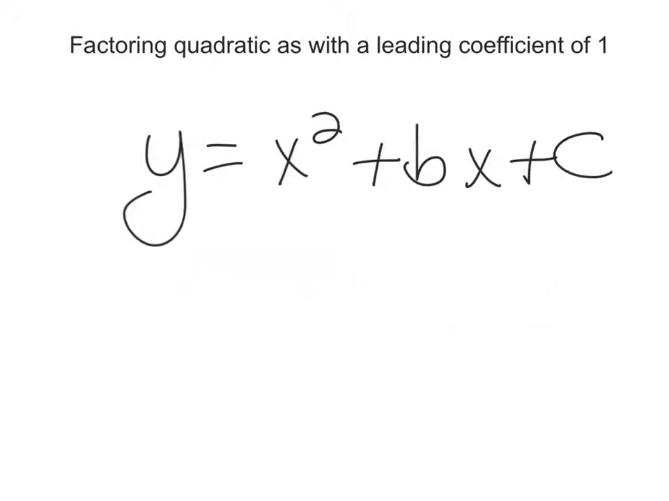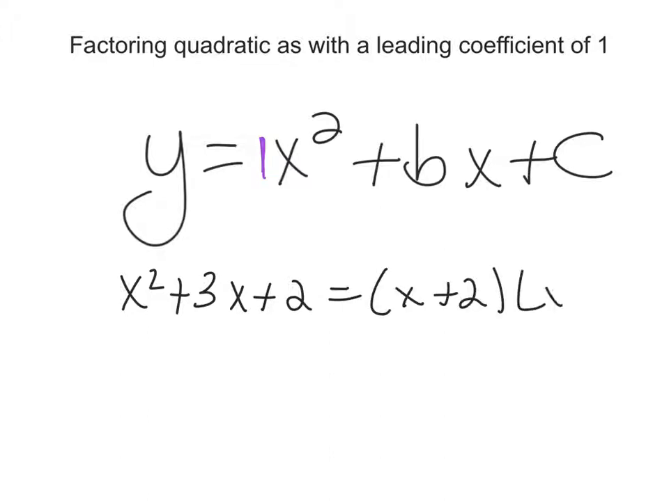So how to factor a quadratic with a leading coefficient of 1, meaning the number before x squared is a 1. And of course, factoring means we're going to take some sort of quadratic and rewrite it as a product of two or more things.